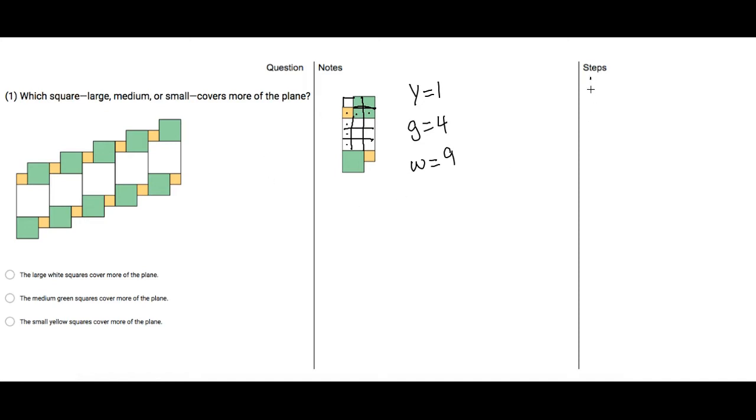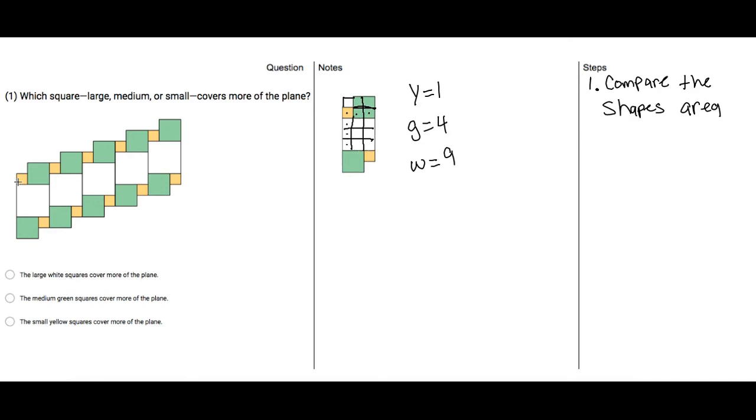So our first step here would be to compare the shapes' area. So then what we have to do, since we now know that a yellow square we're going to say is 1, then a green is 4 units squared, and then our white is going to be 9 units.